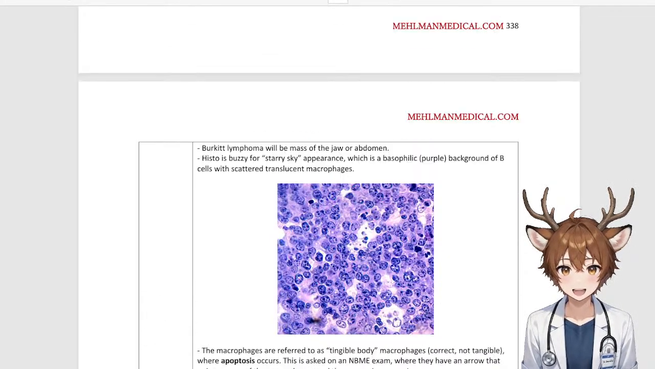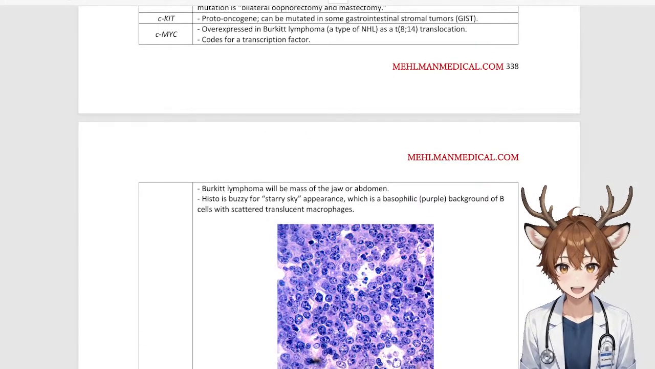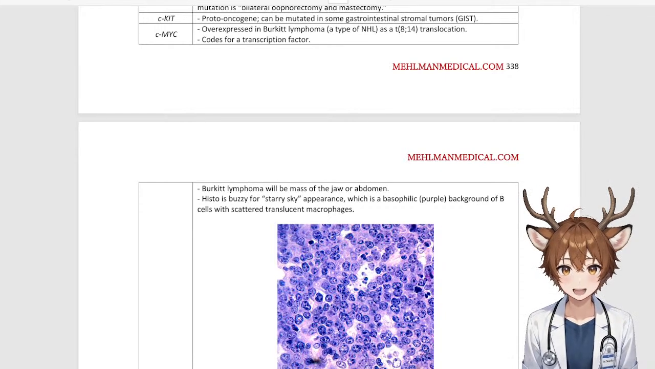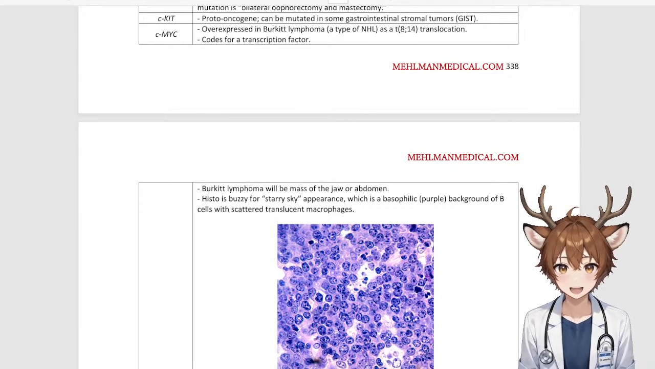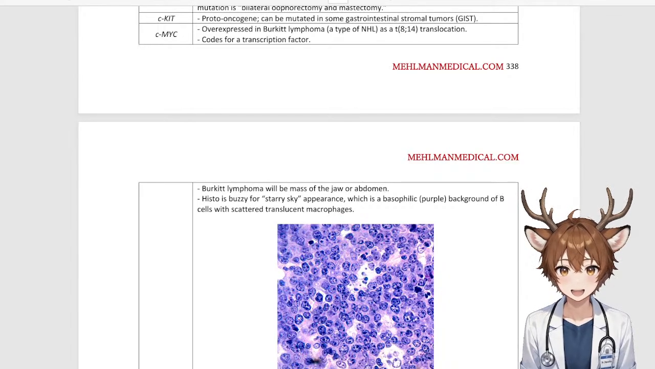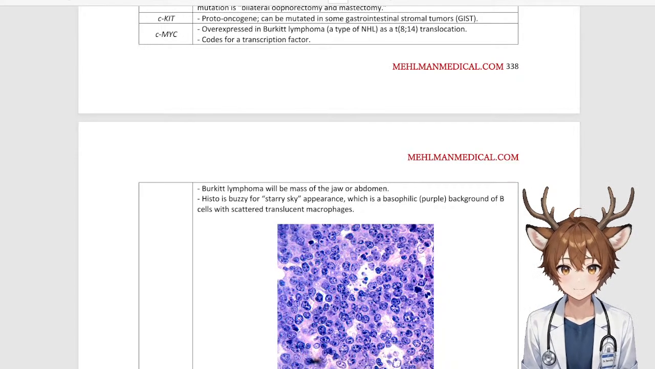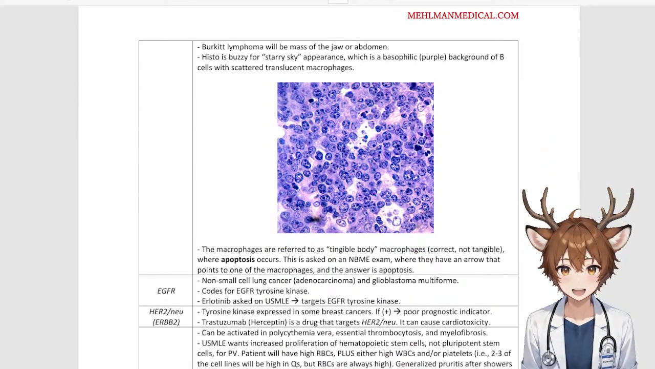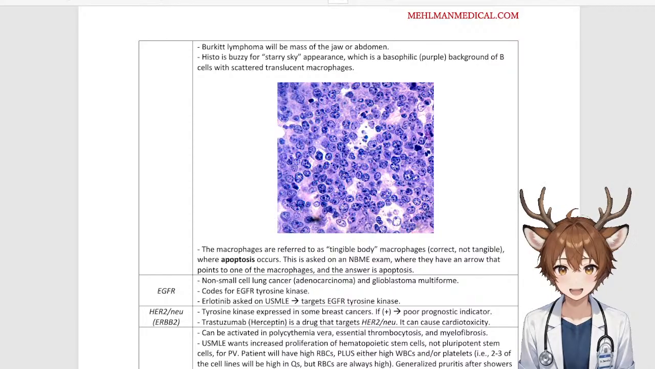Oh, and it's continued right here. So we're still on c-MYC right now. c-MYC for Burkitt lymphoma. Burkitt lymphoma will be a mass of the jaw or the abdomen. Histology is buzzy for starry sky appearance, which is a basophilic purple background of B cells, which are scattered translucent macrophages. The macrophages are referred to as tingible body macrophages, correct, not tangible, tingible.